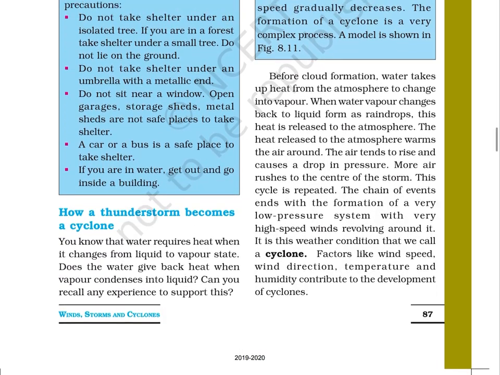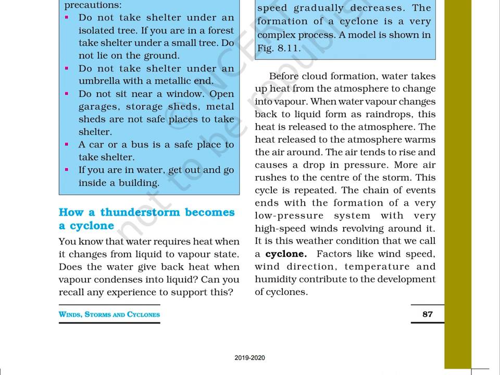Before cloud formation, water takes up heat from the atmosphere to change into vapor. When water vapor changes back to liquid form as raindrops, this heat is released into the atmosphere. The heat released into the atmosphere warms the air around. The air tends to rise and causes a drop in pressure. More air rushes to the center of the storm. This cycle is repeated.